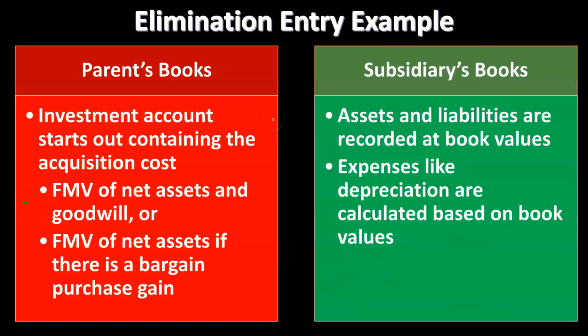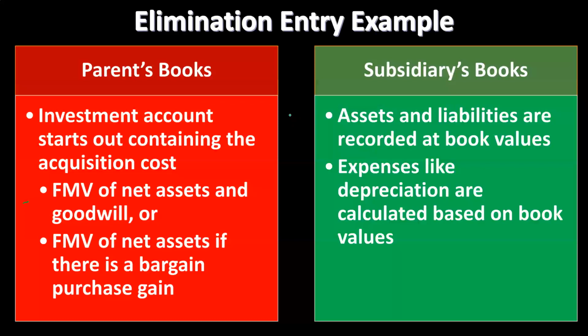Then we have the subsidiary's books. If we look at the subsidiary's books, the assets and liabilities are recorded at book value. So obviously when you think about the subsidiary, if the parent company purchased the stock of the subsidiary, then there's no change to the subsidiary's books, even though the parent is paying for the fair market value of the net assets plus the goodwill. The subsidiary's books are still going to be there at the book value and just carrying forward.